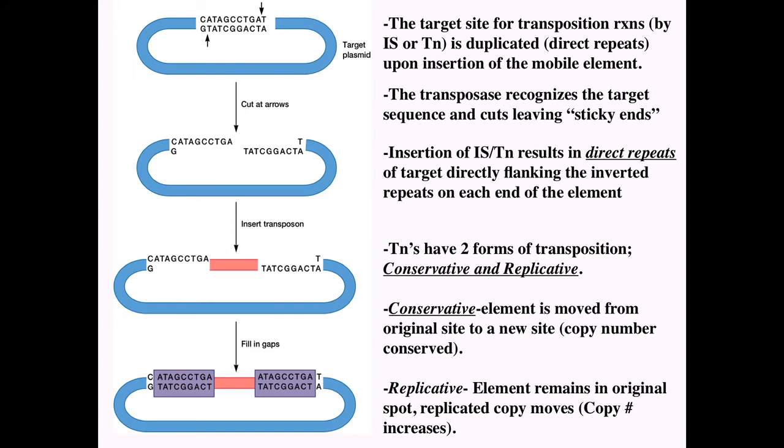The original element remains in its original site, but in the process of transposition, it is copied. So there is an exact DNA copy made at the same time that it's transferred into a new site. So the copy number increases. This makes more sense from an evolutionary point of view because from the fitness of this genetic parasite, it has actually reproduced itself. It's actually increased its copy number.